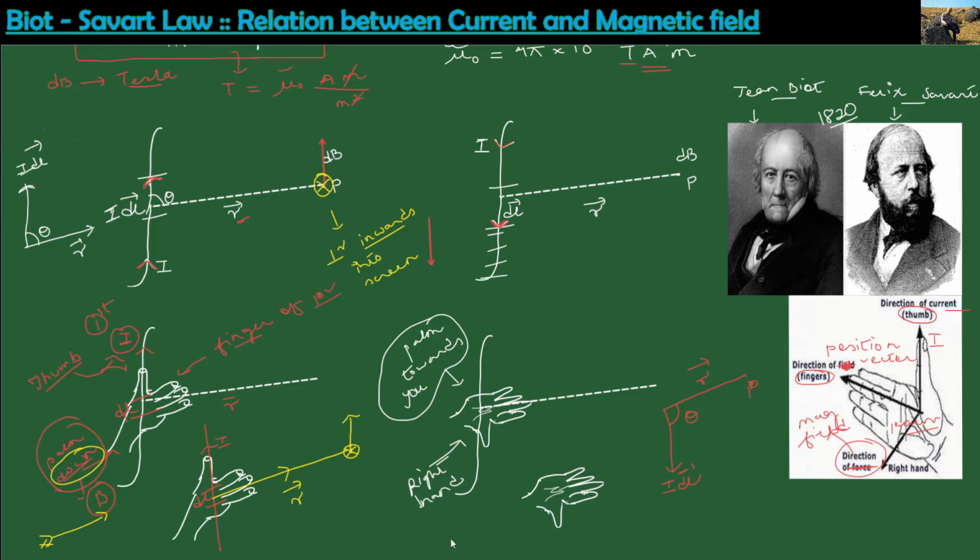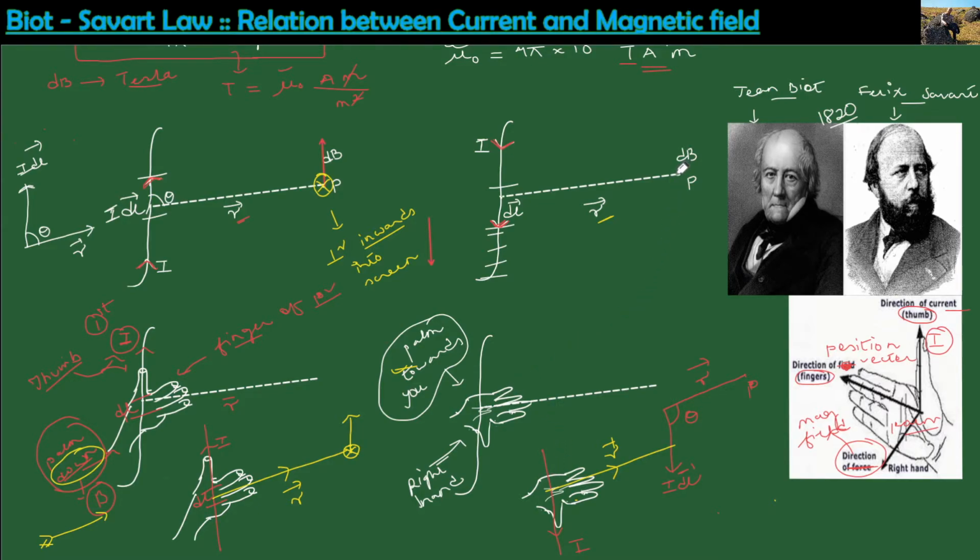Then this thumb indicates the direction of the current flow. The thumb indicates the direction of the current flow, which I have indicated from here also. So this is our direction of current. We have placed the thumb. All the outstretched fingers will indicate the direction of the position vector R, from the element to P. This palm is facing towards you. So that will give you the direction of your dB.